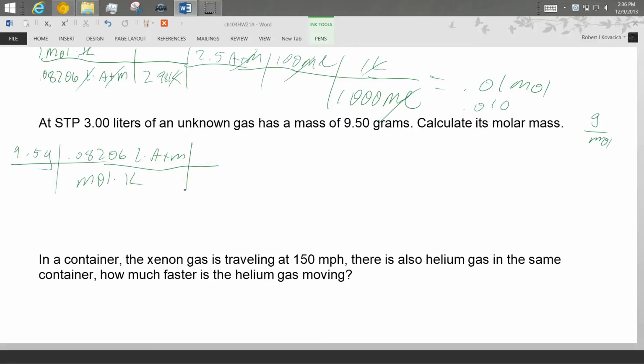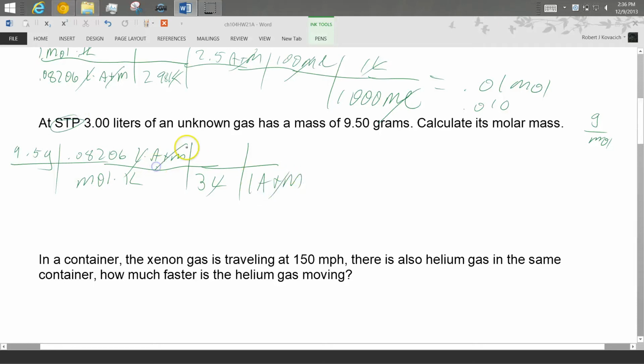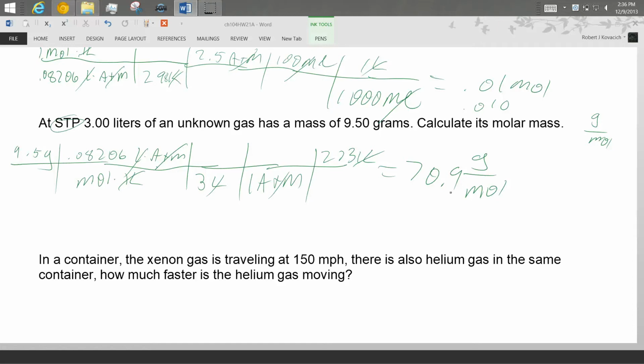So I need to get rid of Kelvin, liters, and atmospheres. For the liters, I'll throw 3 liters down here and cancel the liters out. This says that standard temperature and standard pressure is 1 atm, so the atm cancel. And then standard temperature is 0 Celsius, so that's 273 Kelvin, and that cancels out. The only thing I've got left is my grams divided by my moles, and it works out to be 70.9 grams per mole. If I told you that this gas was an element, could you tell me which element I'm talking about?